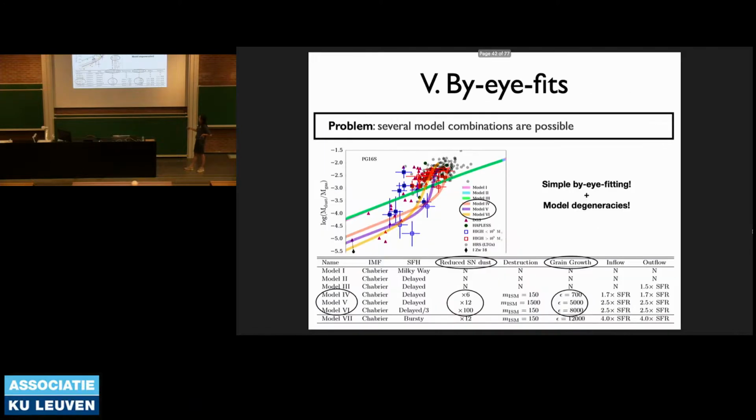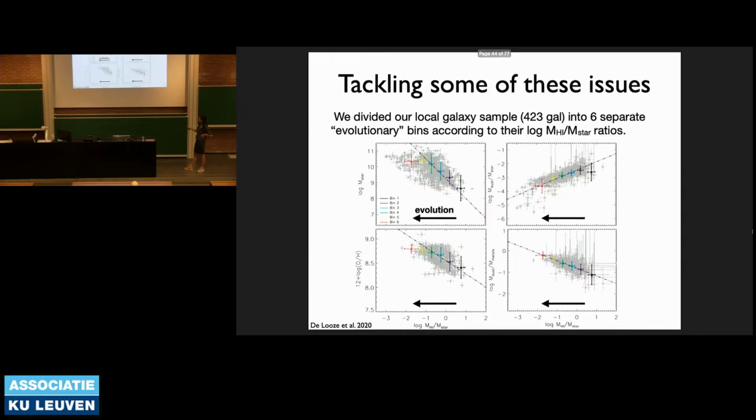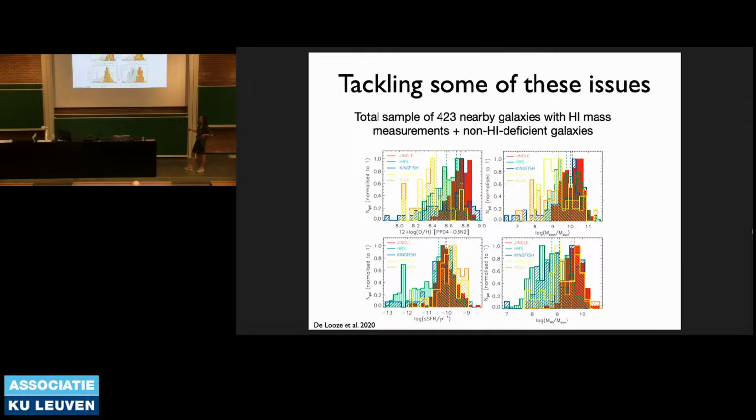So this last aspect I already highlighted before, the simple by eye fitting. I've already shown that you get hugely different parameters, so we cannot simply do by eye fitting. There are too many different combinations of models that are possible, so what we want to do is a more rigorous study of the entire parameter space, and that's something that we attempted in 2020.